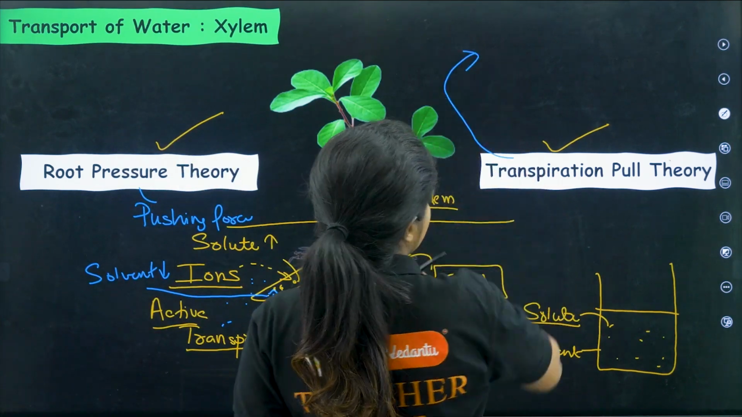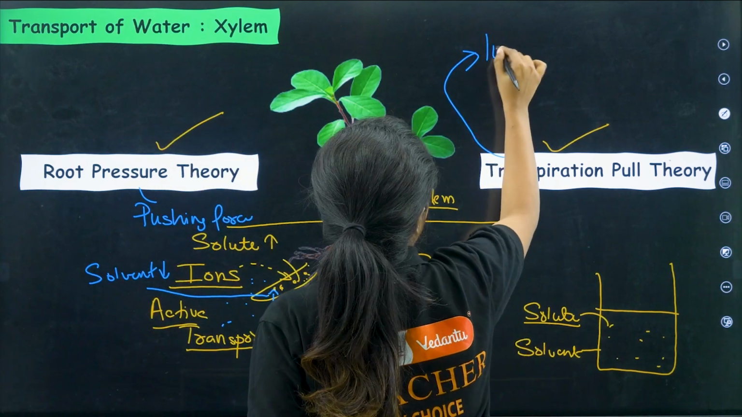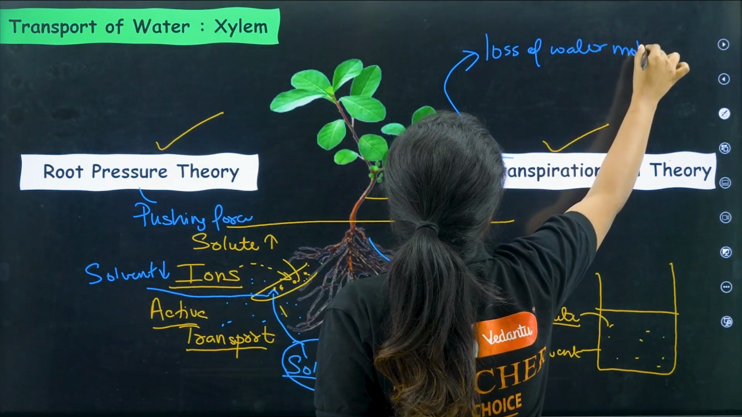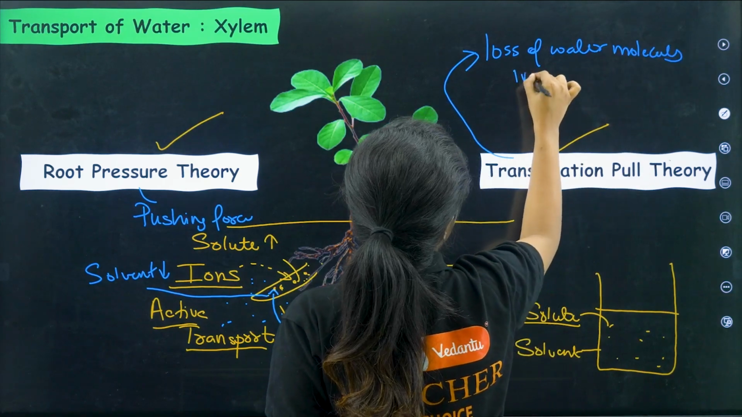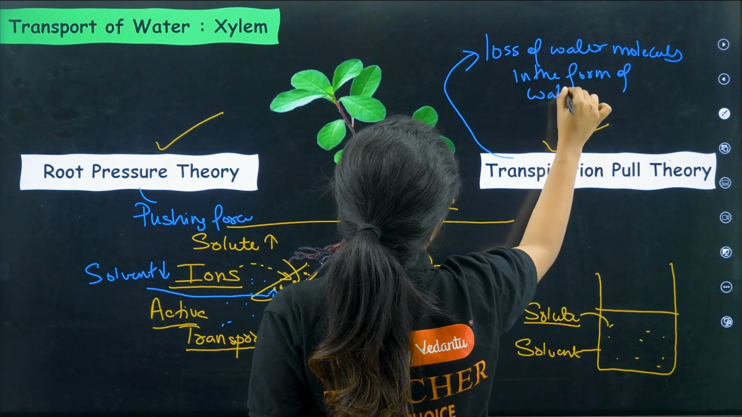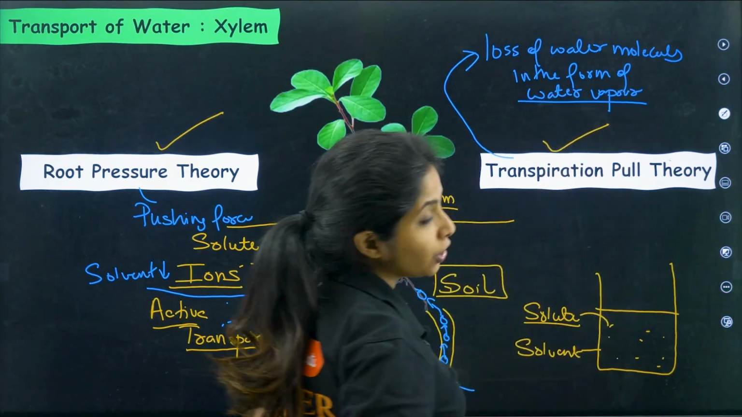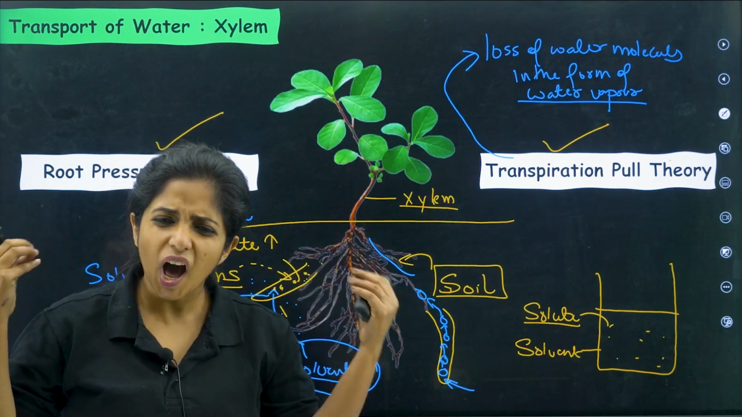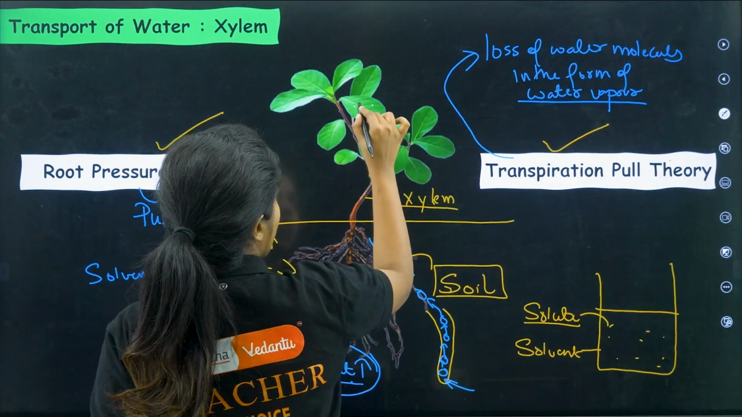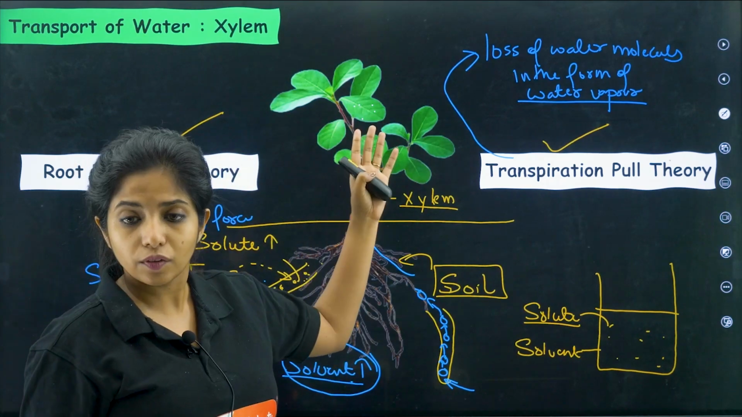What do you mean by that? Transpiration is loss of water molecules. Transpiration means loss of water molecules in the form of what? In the form of water vapor. So in the form of water vapor, water molecules are lost. How is this possible, ma'am? Basically, you know, stomata are there on the surface of the leaf, and more on the lower side of the leaf, right?